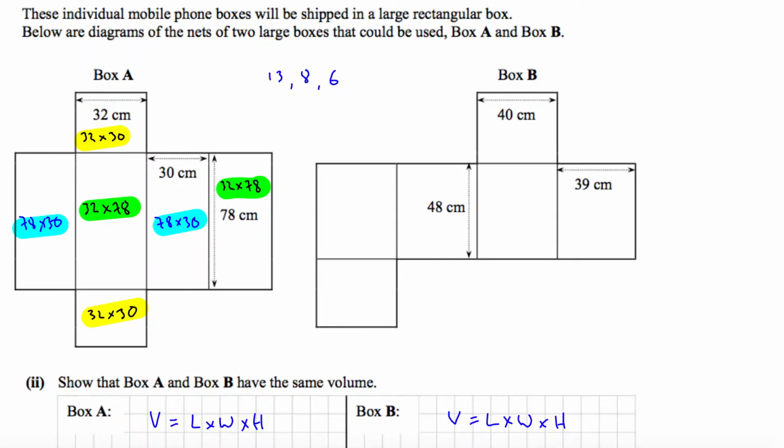Okay, so box B, again the surface area is the area of all the faces added together. So we can see here this one's going to be 40 by 39. This one down here is the other match for that, 40 by 39. Then we've got this one here, which will be 40 by 48, length by width. This one over here will be the same. And then finally we've got this one here, which will be 48 by 39.